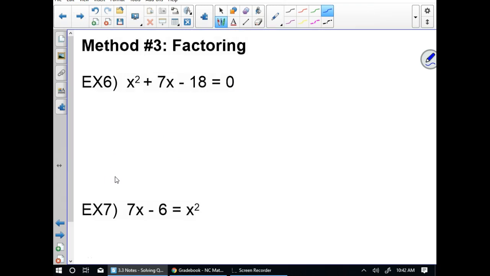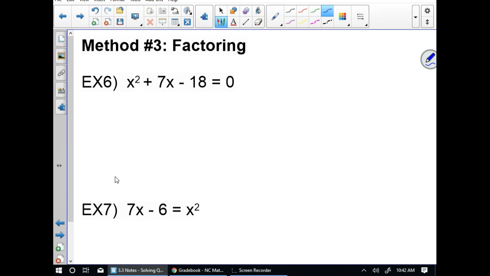Okay. All right, our next method is factoring. We have spent a lot of time factoring, and you guys had a quiz on that on Tuesday. So we need to see why we're doing that and what we can use it for. So if I have an equation like x squared plus 7x minus 18 equals 0, you guys learned yesterday you could use the quadratic formula, because you can use the quadratic formula on any quadratic, period.